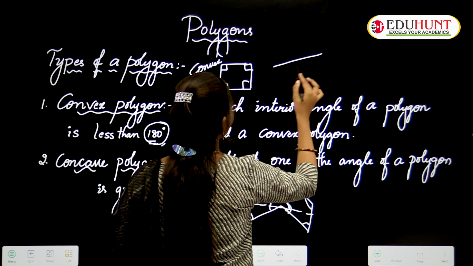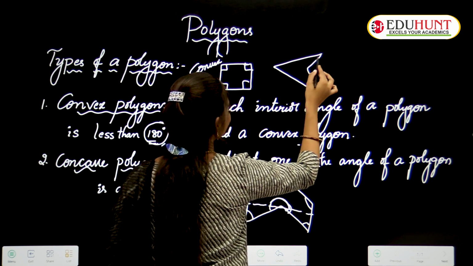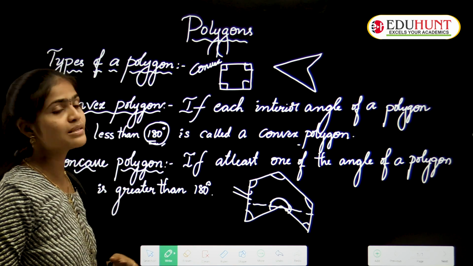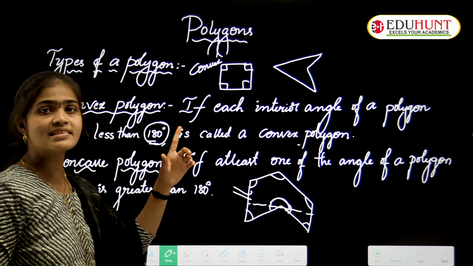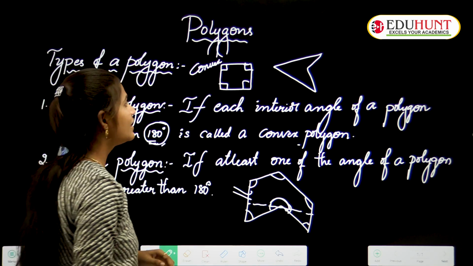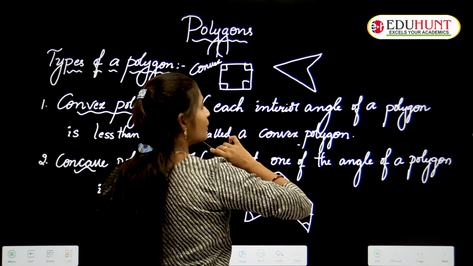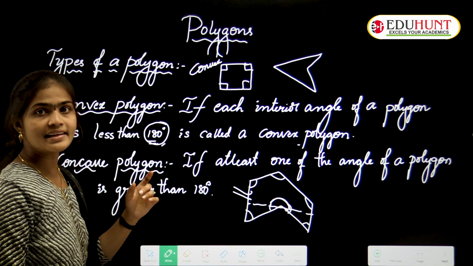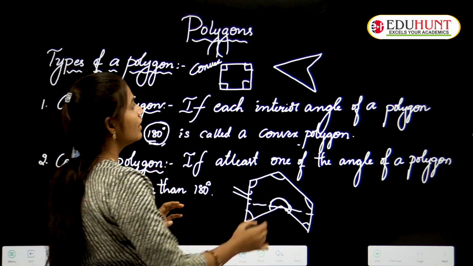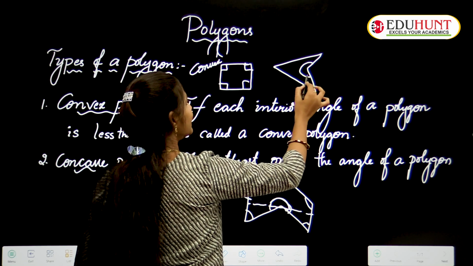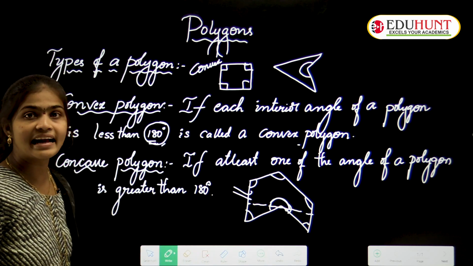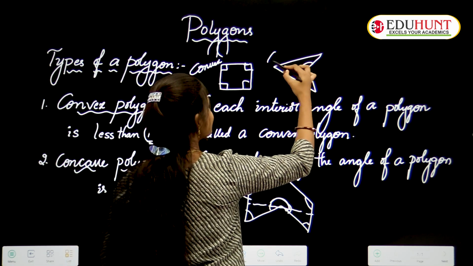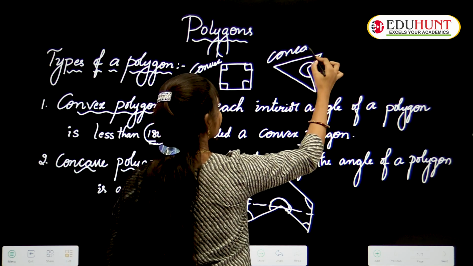So I drew one here, I will draw another one here. Just observe that that is also a polygon, right? Why? Because that figure is made up of line segments and it is a closed figure. Okay, that's why we will call this one a polygon. And which type of polygon is this? Yes, that is a concave polygon. Why? Because here the angle is greater than 180 degrees, no? That's why we will call this polygon a concave polygon.